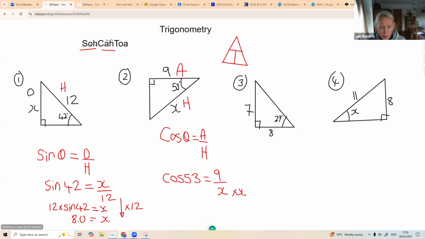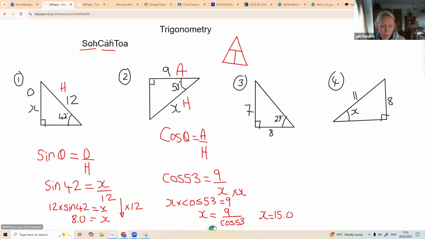If I multiply the left-hand side by x, we get x times cos 53. If I multiply the right-hand side by x, we're just left with 9. Last step, divide both sides by cos 53. Type it in your calculator. X is 14.95, which would round to 15.0.